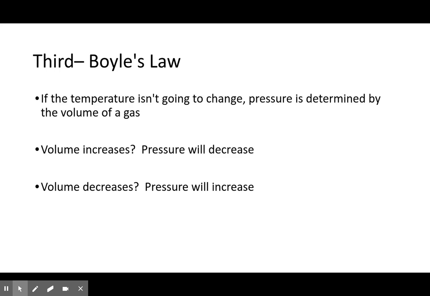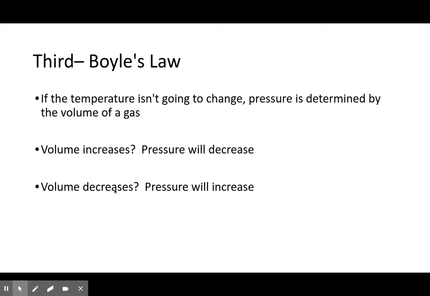The third law that we have to know is about a guy whose last name was Boyle, and he figured out that if the temperature isn't going to change, but the volume of the container can change, that's going to determine the amount of collisions, pressure. So if the volume of the container increases, but the temperature stays the same, the pressure will decrease because the particles are moving around with the same energy, but now they've got more room to move around. So there's going to be less collisions.